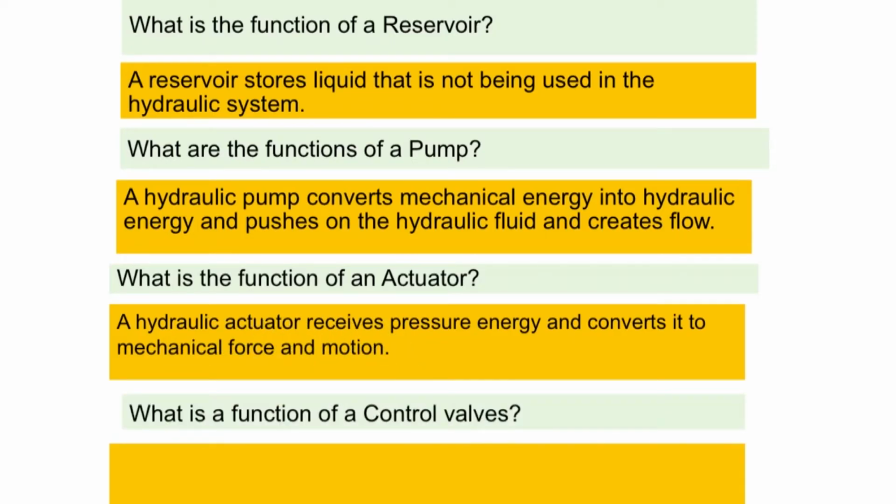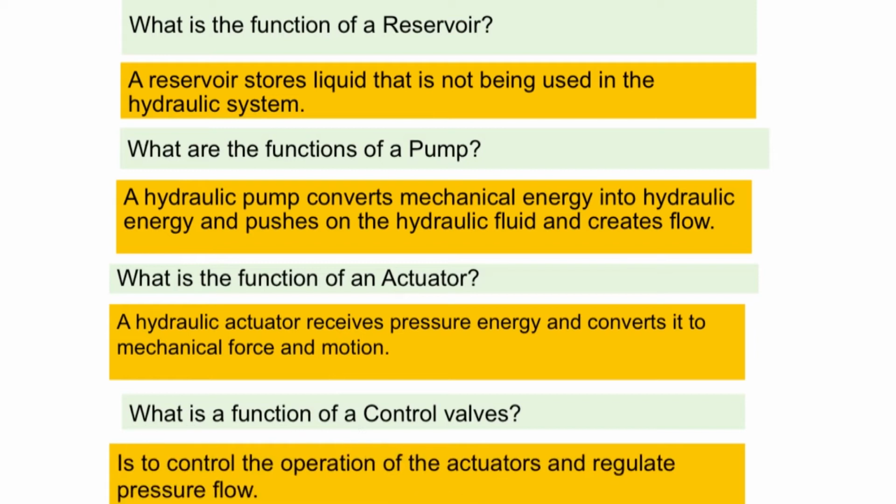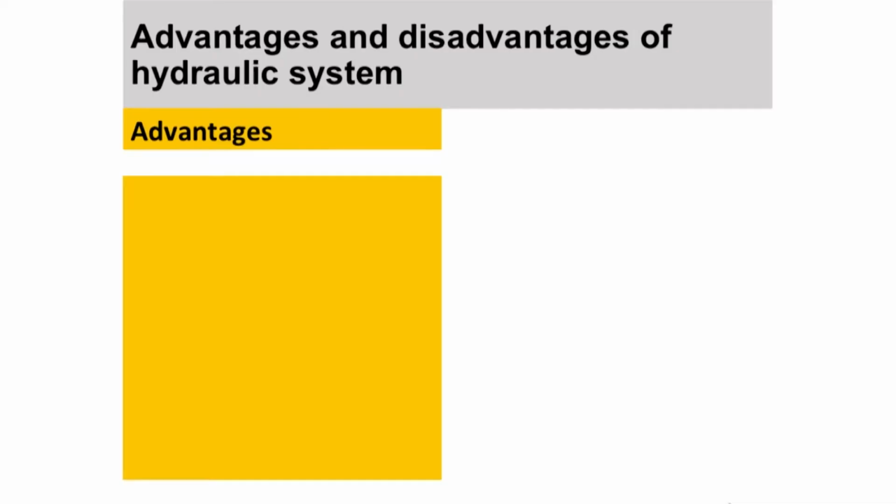The function of a control valve is to control the operation of the actuator and regulate pressure and flow. In a hydraulic engineering system, we also have advantages and disadvantages. Let us first focus on the advantages. First, hydraulic fluid is incompressible, meaning that a fluid cannot flow unless a force is being applied.